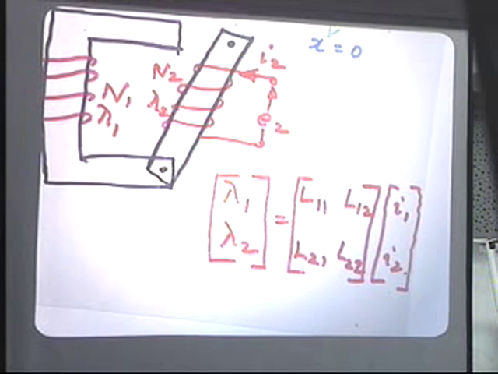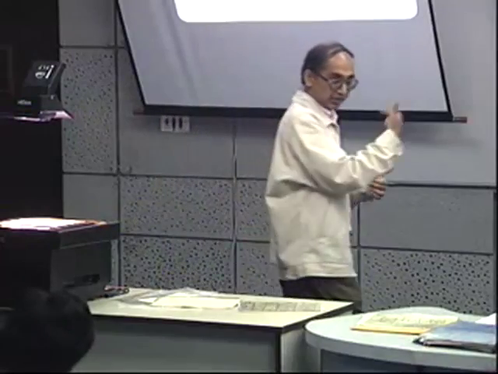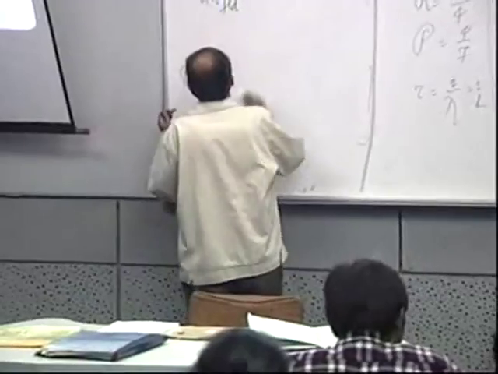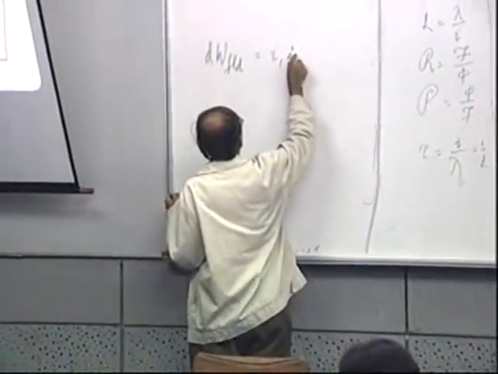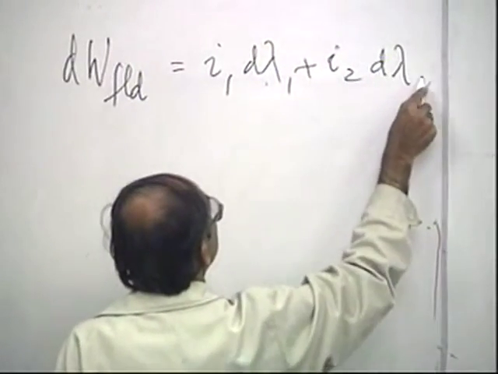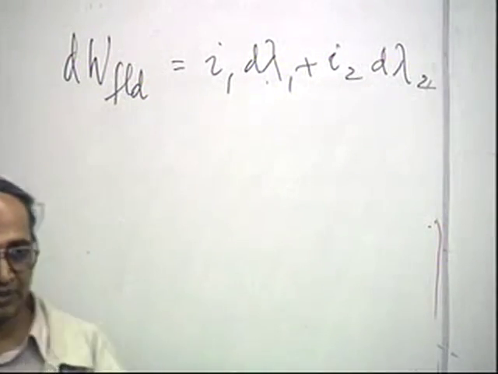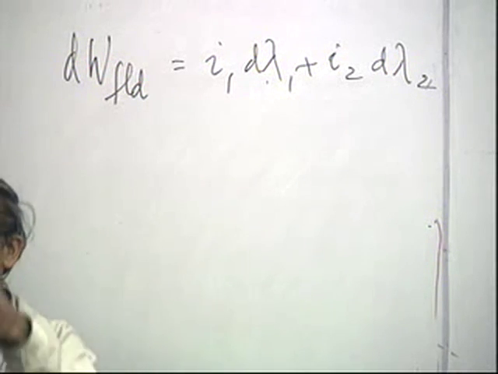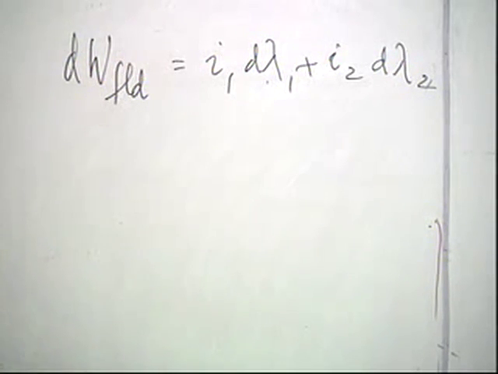Now, supposing you force certain increments in this dW field. So dW field will be I1 d lambda 1 plus I2 d lambda 2, as if it is one winding, I d lambda. You can always write this as I1 d lambda 1 plus I2 d lambda 2. Is it okay? Now, this is the incremental energy we are giving by increase in the flux. So what will be this?